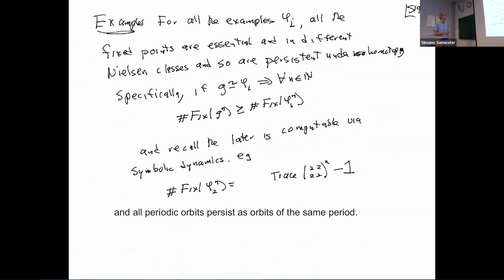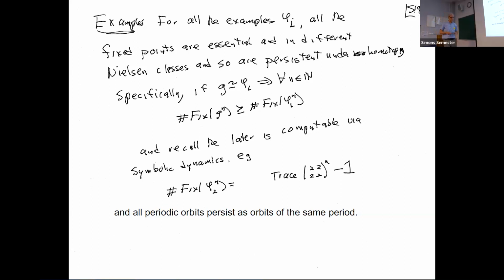Okay, so just go back to our examples. The examples were there to implement the strategy. They're all essential. You have expansion in the cover. They're all uncollapsible. They're all in different Nielsen classes, so they all persist. All right, and this number of fixed points and the periodic points, etc. Remember, we can compute from symbolic dynamics.